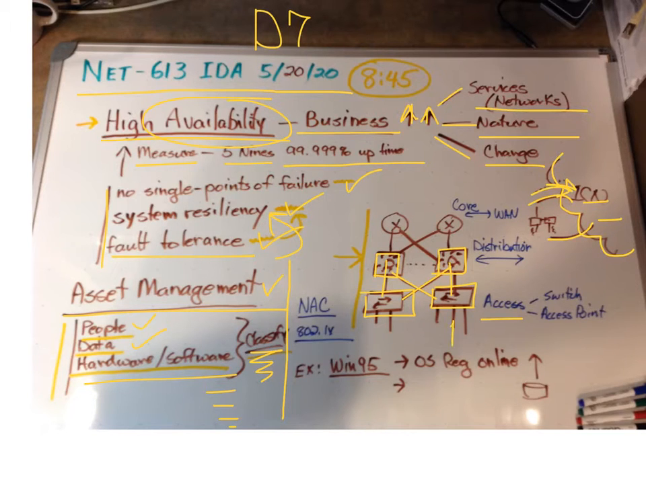Access layer, how do we get into the network? How do we distribute the information in the network? And the core layer. It might be a WAN or just might be communications where we're transferring from one area to another, like from one department to another department, or from one location to another location.